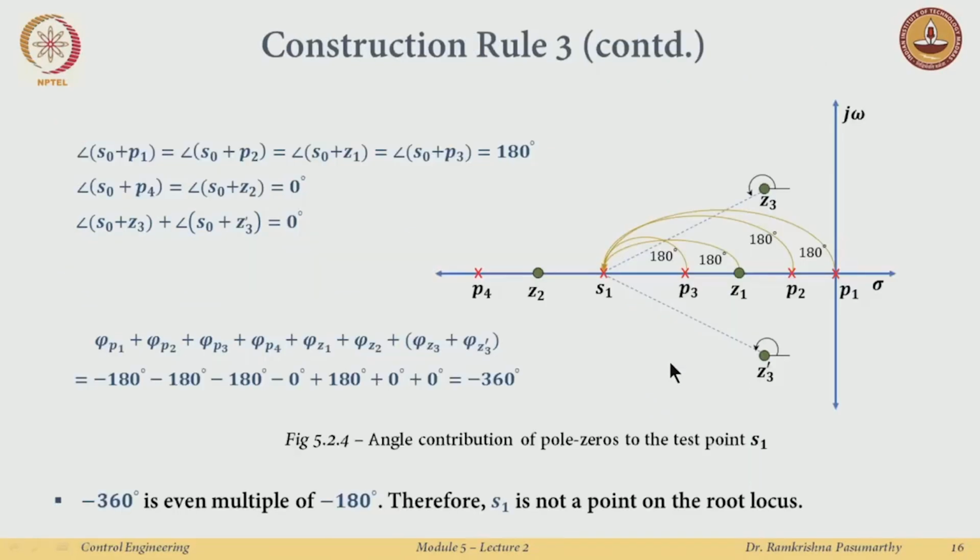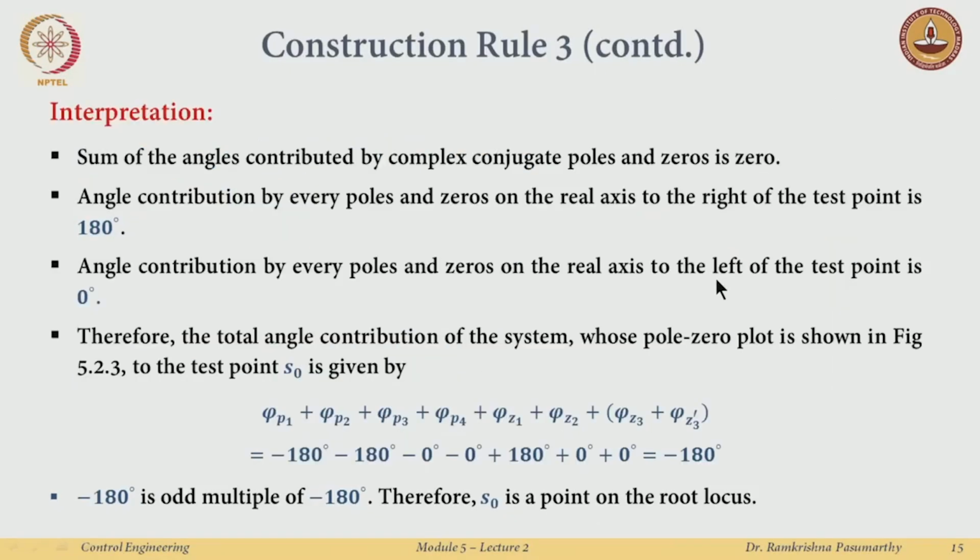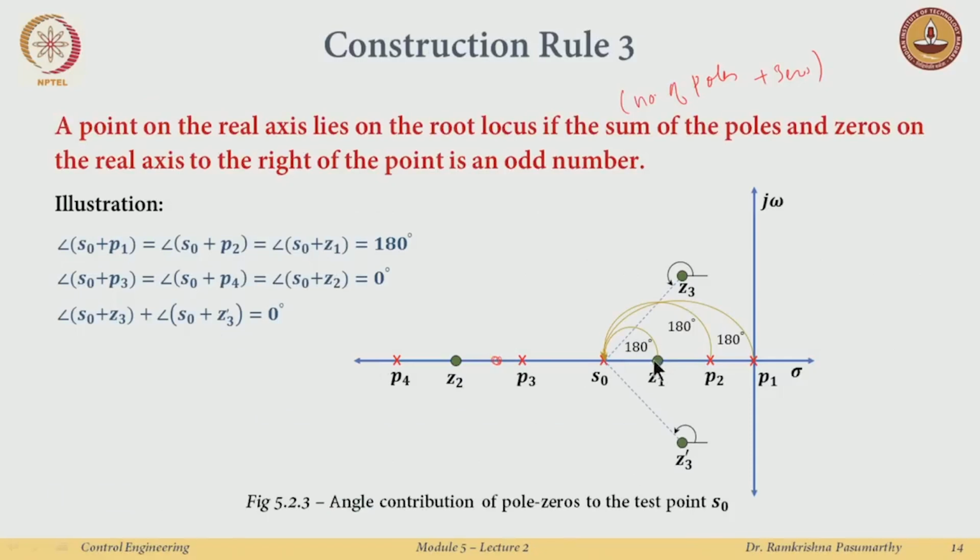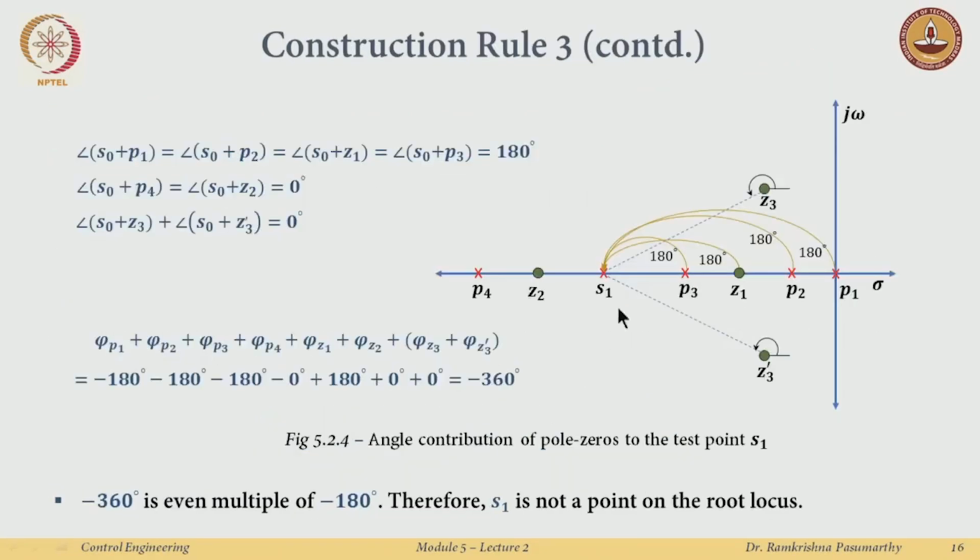Okay. Similarly, I could do this for some other point, say S1. Earlier S0 was between P3 and Z1. Now I take this point and call it S1, and check whether S1 is on the root locus, looking at the angle criterion again. So again I have P1 contributing an angle of 180 in the negative direction, the pole P2 again minus 180, a zero that contributes plus 180, P3 contributes minus 180, the contribution of P4 and Z2 will be 0, and the complex conjugate guys will anyway be 0.